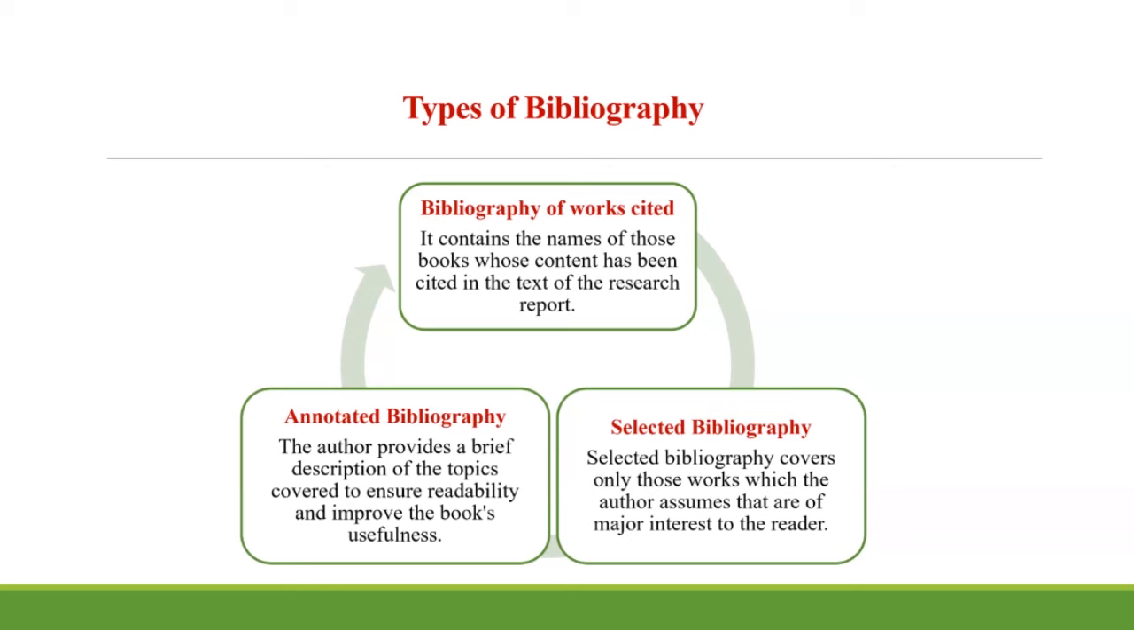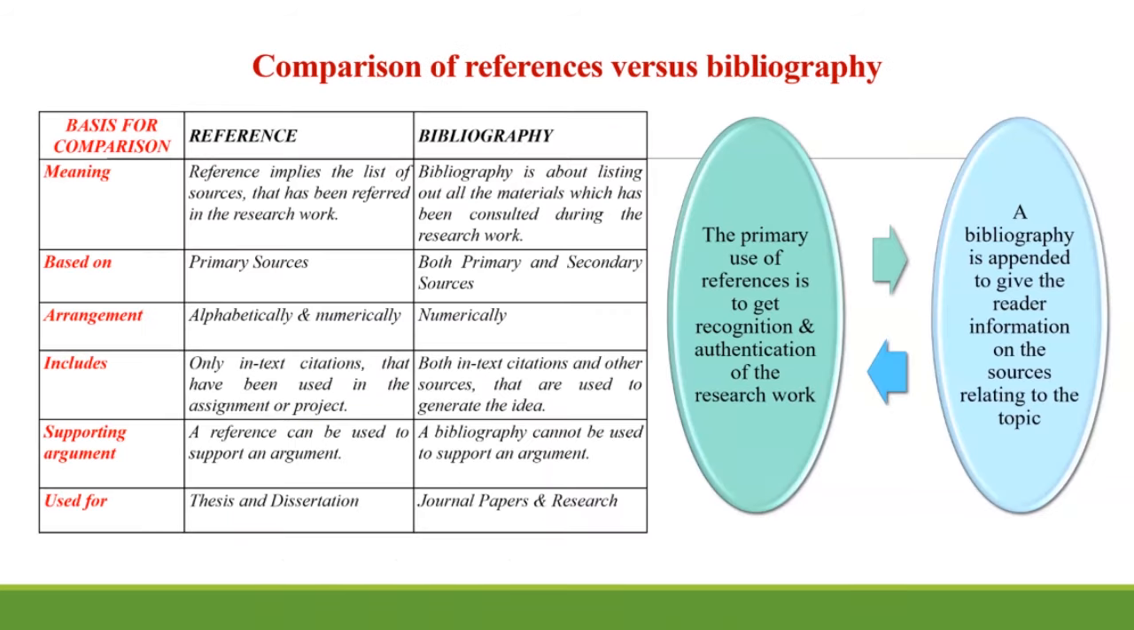And then we come to the annotated bibliography. The author provides a brief description of the topics covered to ensure readability and improve the book's usefulness. So this is in an annotated bibliography style. The author just writes a brief description of whatever references or sources they have used or come across to form their write-up. So that is a very different kind of bibliography style. I have not come across it practically, but that is one of the styles of bibliography which are used.